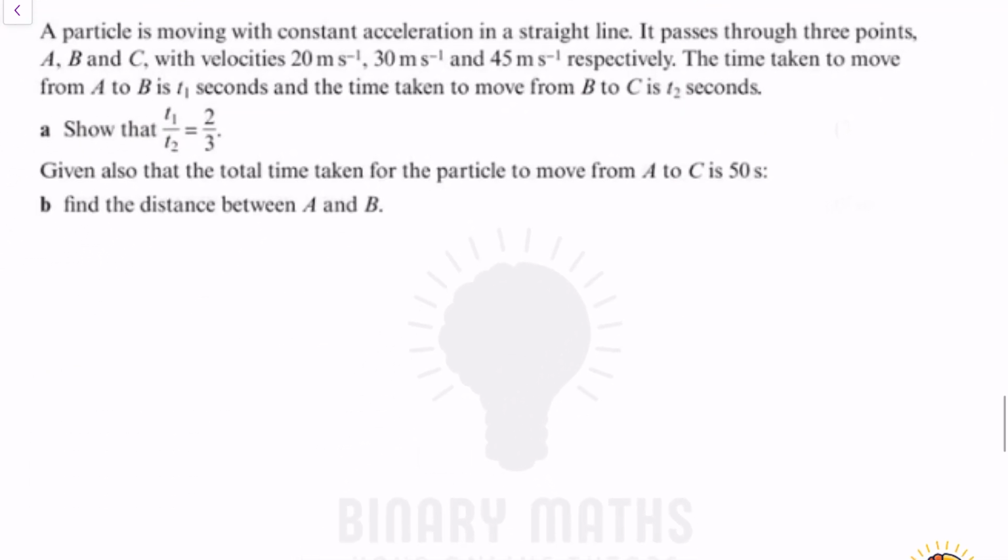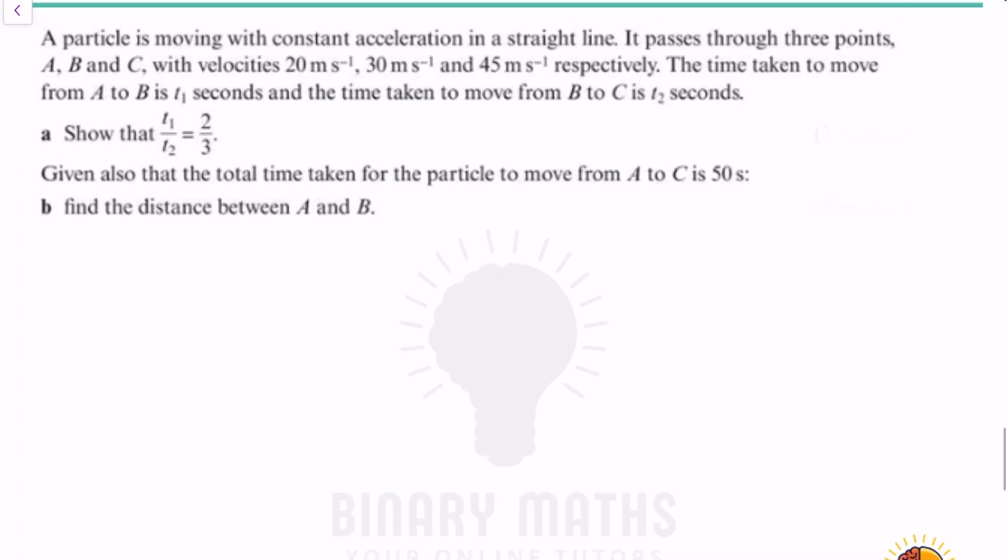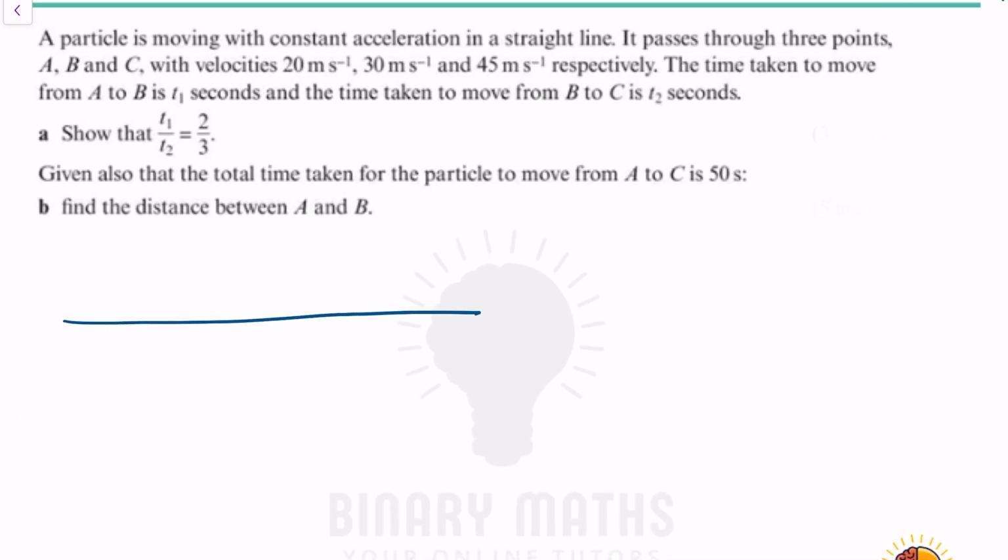Okay, a particle is moving with constant acceleration in a straight line. It passes through three points A, B, C, with velocities of 20 meters per second, 30 meters per second, and 45 meters per second. The time taken from A to B is T1, and the time it takes from B to C is T2. Show that T1 over T2 is equal to 2 over 3.